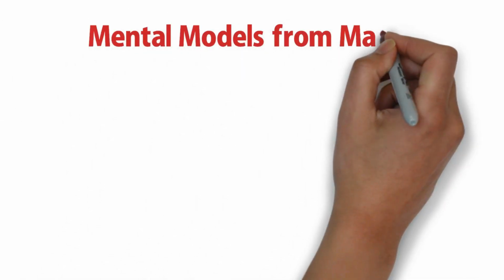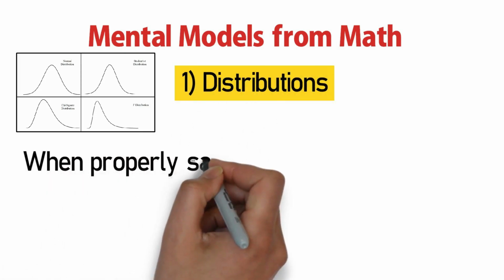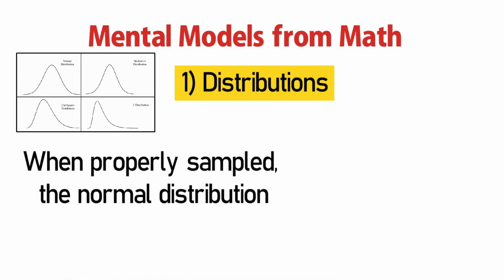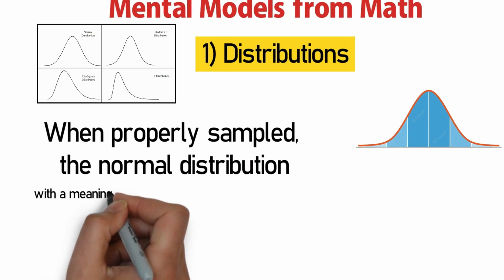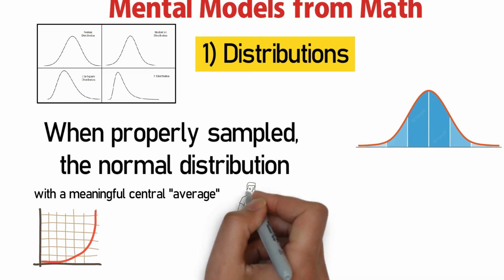Mental models from math. Number 1, distributions. When properly sampled, the normal distribution produces the well-known graphical representation of a bell curve, with a meaningful central average and increasingly rare standard deviations from the average. Human height and weight are well-known examples.